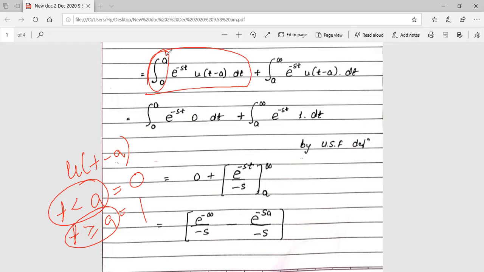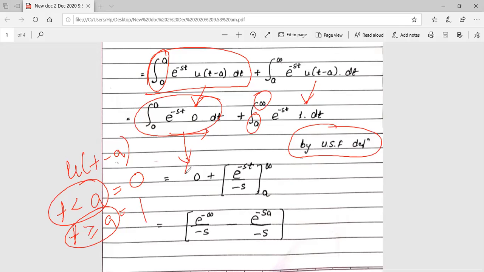It means t is less than or equal to a. In that term we will take f of t times u of t minus a as 0, and for the second function, integration over a to infinity, this time we will take the value of u of t minus a equal to 1.